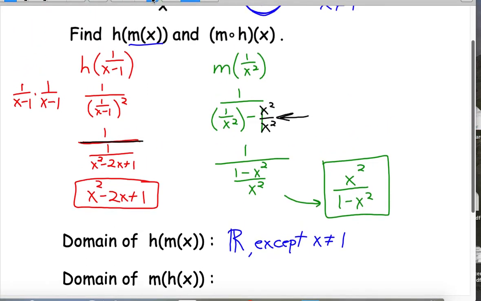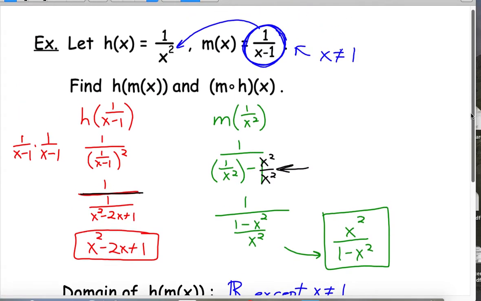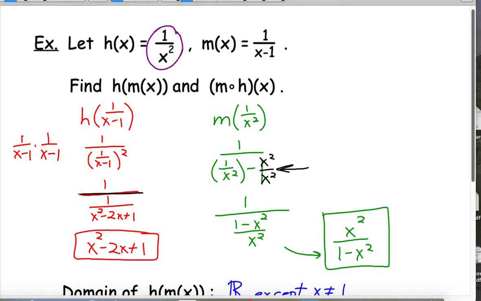Okay, now let's do the green function. Let's go back up here. All right, so the green function says, let's do purple. Start with h of x. Any restrictions on that? Well, yeah, x cannot equal 0. If x equals 0, then we have a problem. Then we're trying to do m of h of 0, and we don't even get past h of 0, because that's undefined. All right, so x cannot equal 0.